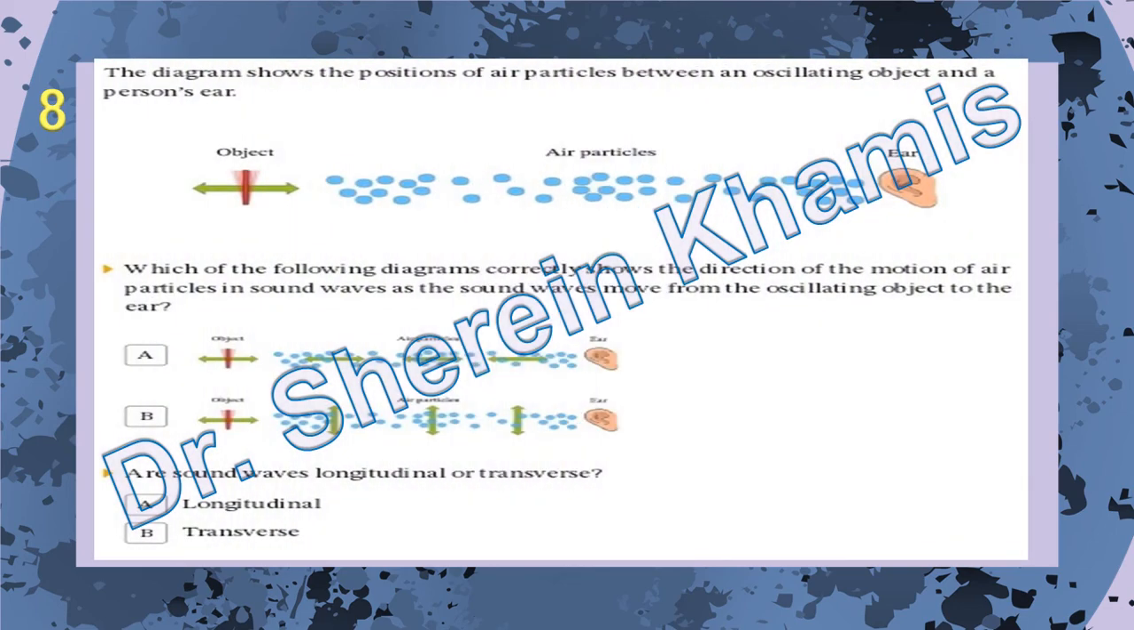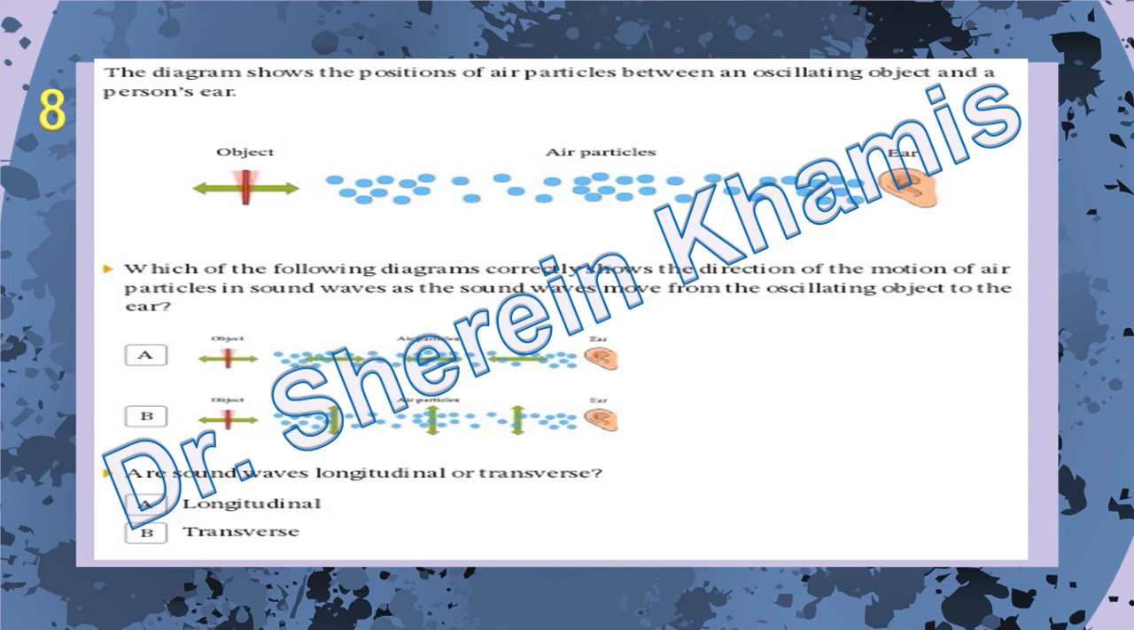Question 8 says that the diagram shows the positions of air particles between the oscillating object and a person's ear. The object makes a vibration, and the ear receives the vibration of the air particles. Which of the following diagrams correctly shows the direction of the motion of the air particles in the sound waves as the sound waves move from the oscillating object to the ear?